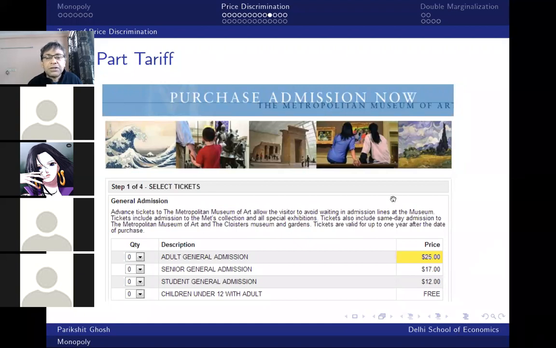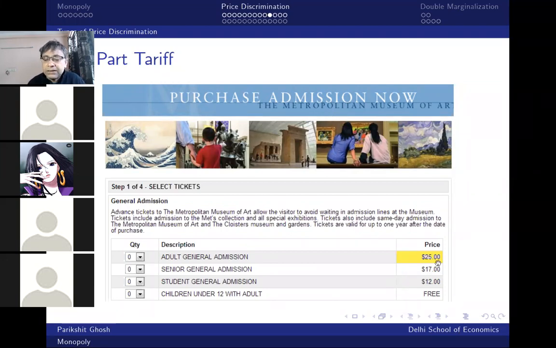This is a screenshot from the website of the Metropolitan Museum of Art, which is one of the greatest art museums in the world, located in New York City. So if you ever visit New York City, this should be towards the very top of your list. It's an absolutely amazing place.